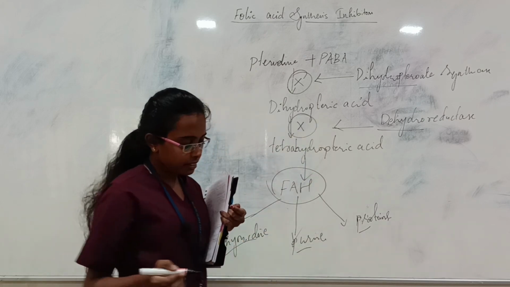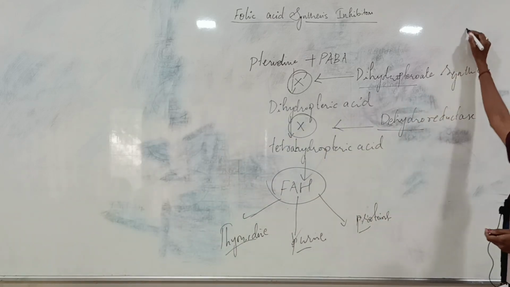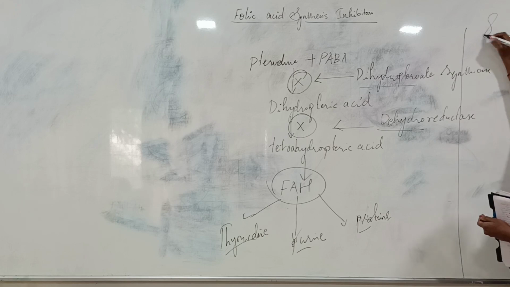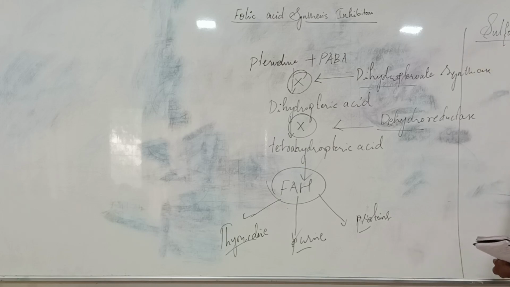What are those drugs? We'll discuss those drugs here. Sulfonamides. It has classes. Sulfonamides and diaminopyrimidines. These are the two classes under which it comes: sulfonamides and trimethoprim. Okay.